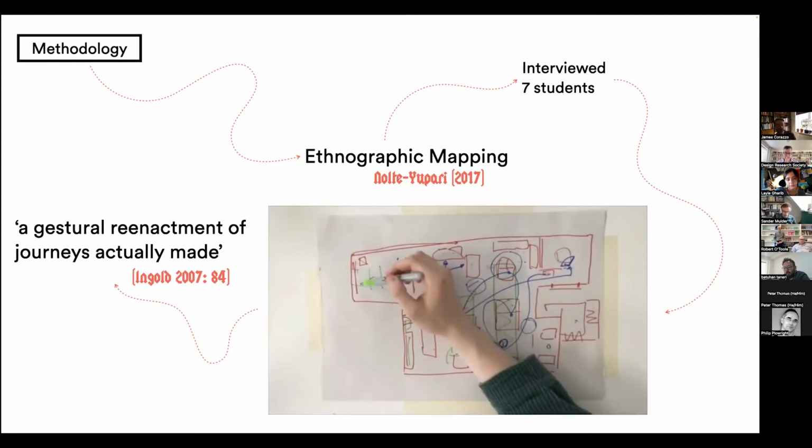So what we're going to argue is what's useful about ethnographic mapping, what's powerful about it, is not so much the mapping out of the studio itself, it's the tracing where it really comes into its own. Because what's happening there is that, as Ingold says, there's a gestural reenactment of those journeys made, and there's something around the participant placing themselves back in that space. Those mundane moments, the places they walked around, become part of the conversation that may get left out of other conversations with students around what's going on in the design process.